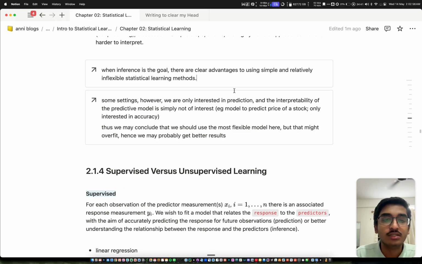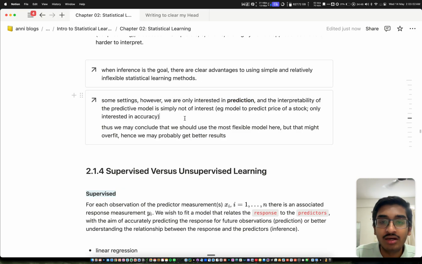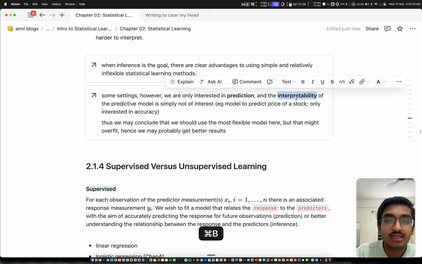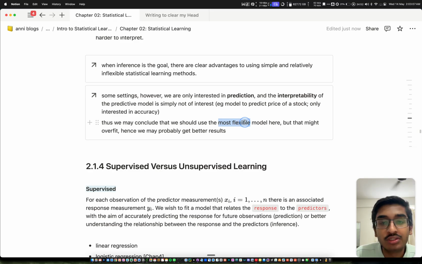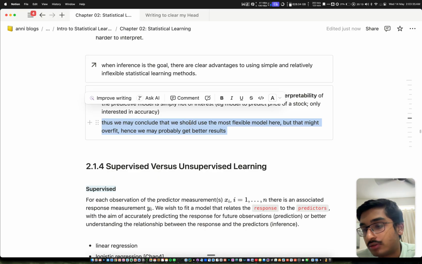So when inference is the goal, there are clear advantages to using simple and inflexible statistical methods, like linear regression and lasso. But if you're only interested in prediction, then we don't care about the interpretability, and we can use a more flexible model. But using a more flexible model will not always give you better results. It's not like if a model completely fits the training set, it's going to get good test set accuracy, which we're going to talk about later. Take it with a grain of salt. Sometimes the inflexible model performs better than the more flexible model, because of overfitting, which we'll come to.